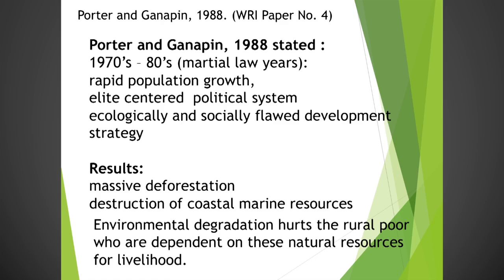Because the people who do not find employment are dependent for livelihood on the natural resources, which are our forests, our agricultural lands, and our coastal marine ecosystems. And the result of this is massive deforestation and destruction of the coastal marine resources. So, environmental degradation hurts more the rural poor because they are the ones that are dependent on natural resources for livelihood.